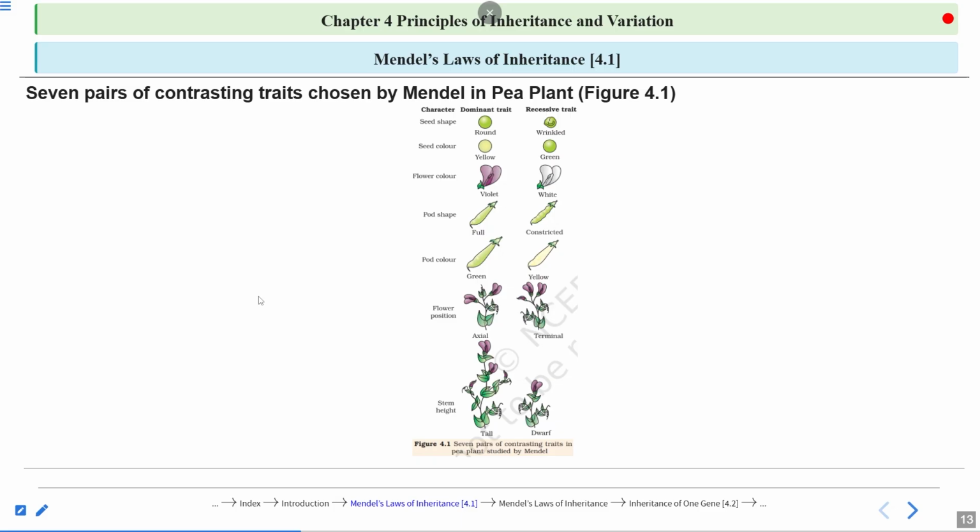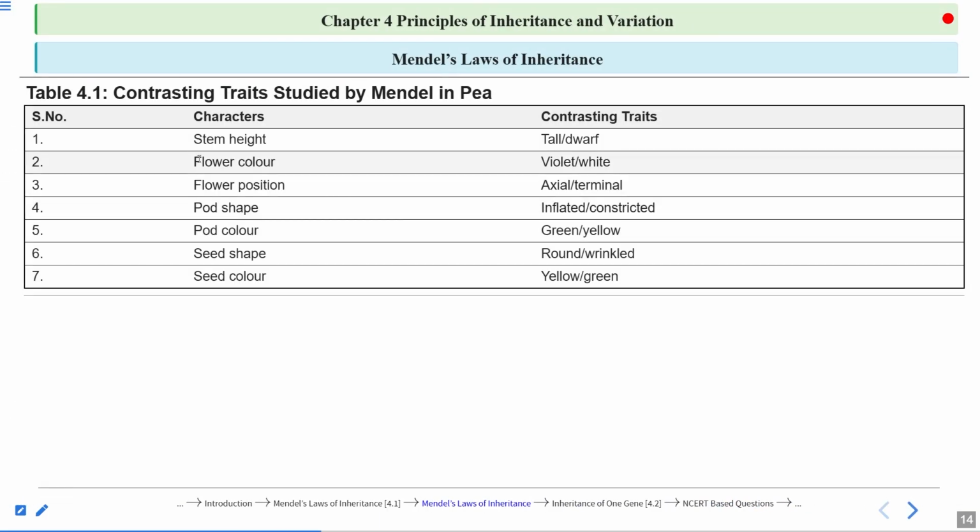You should remember these 7 pair of contrasting characters also. Again, you can see in this table, these are the 7 pair of contrasting characters chosen by Mendel. What were the characters? Stem height, flower color, flower position, pod shape, pod color, seed shape, and seed color. And these were the contrasting traits. So you should remember this table.